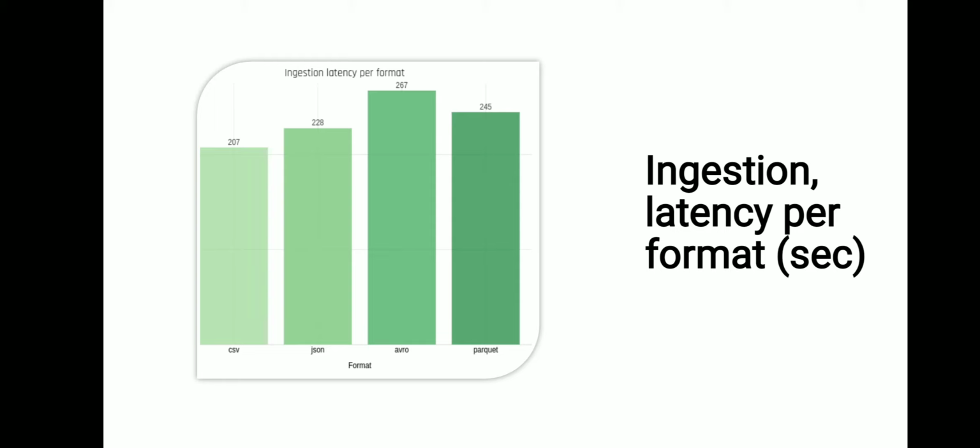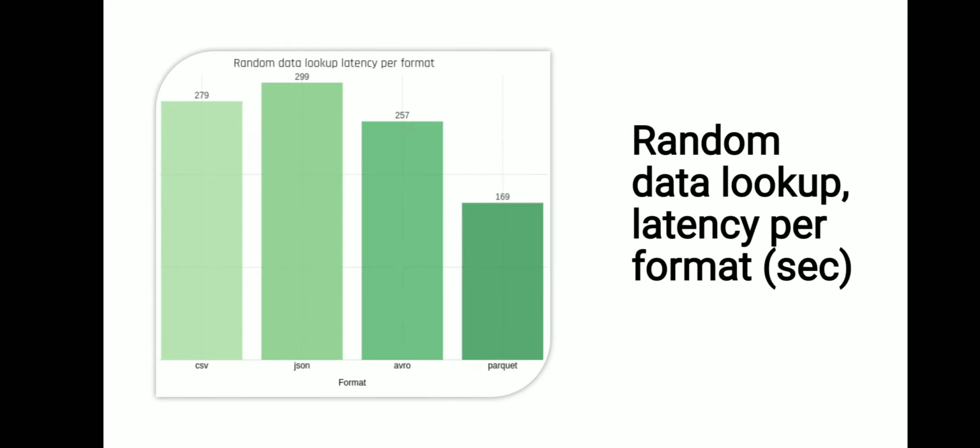So it is very clear that plain text will be easier to write than encoding and gathering metadata for complex formats such as AVRO and PARQUET. Now let's look at random data lookup latency per format. So in this case, what is happening?